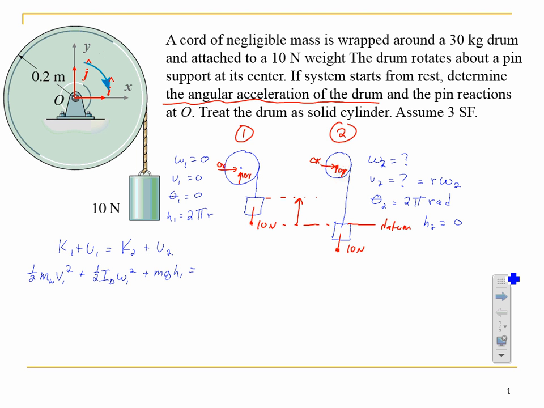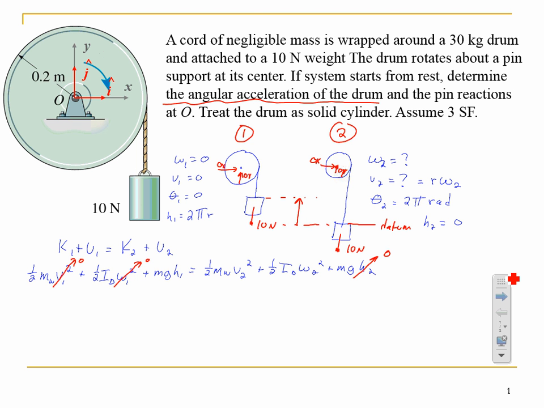And then I'm going to have similar terms for state 2, 1/2 mass of the weight times the velocity v2 squared plus 1/2 I of the drum omega 2 squared plus mg h2. And I know some things here. I know some things are 0. V1 is 0 because it's at rest initially. Omega 1 is 0 for the same reason. And h2 is 0 because that's where I picked my datum.